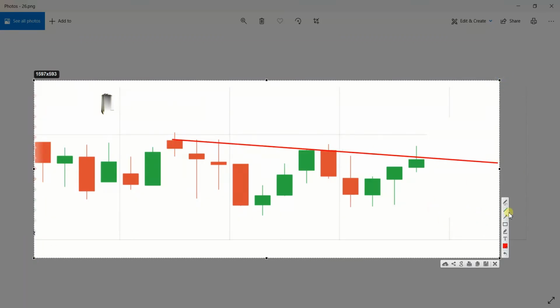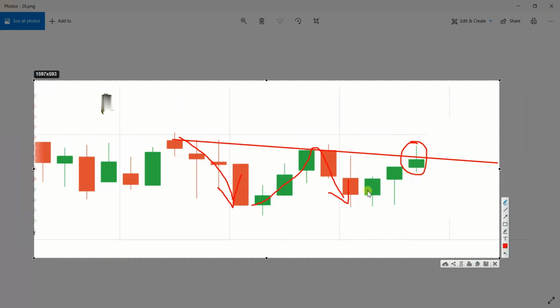Okay, yes, now you can see this is a trend line, right? This is an SNR, a strong sellers' level. Again the market tried, but again the sellers entered the market, and now you can see it is at the level. There is a rejection from the sellers, right? So the sellers are interested here. The candle is at the level and it is weak.